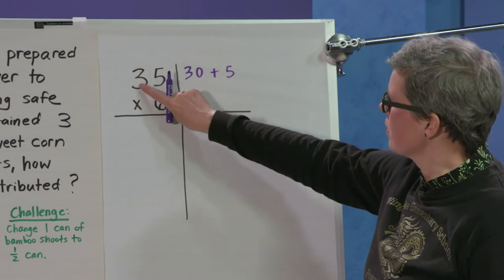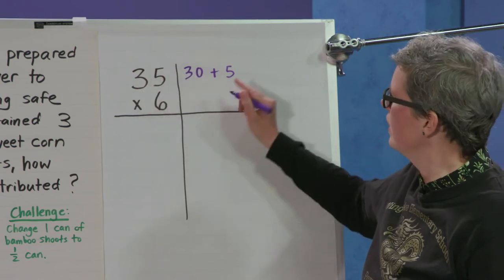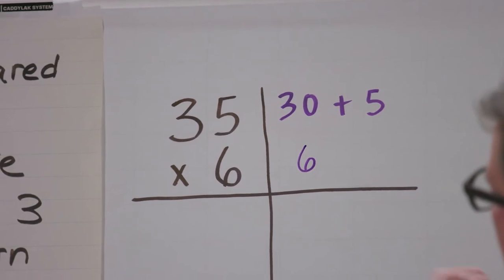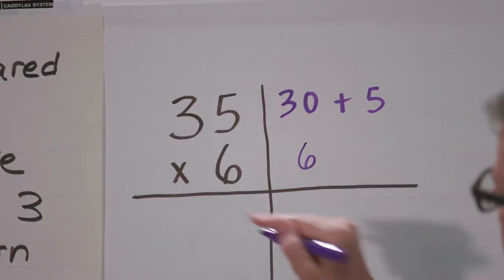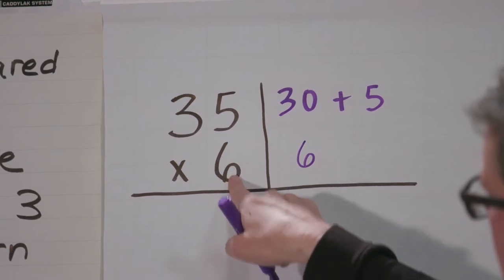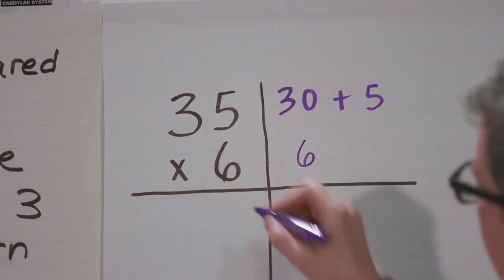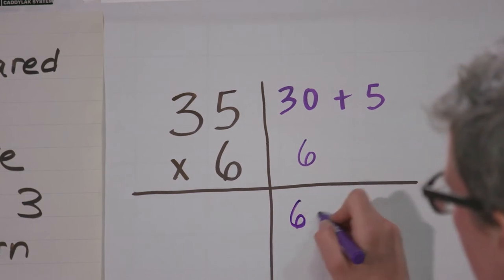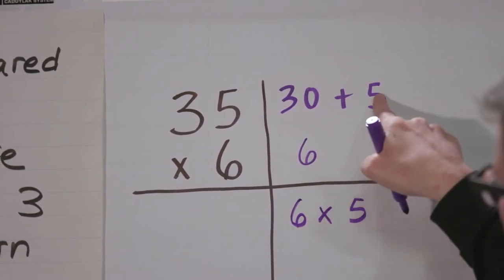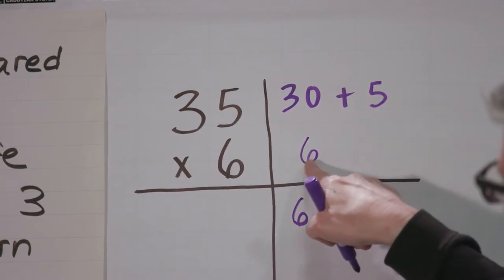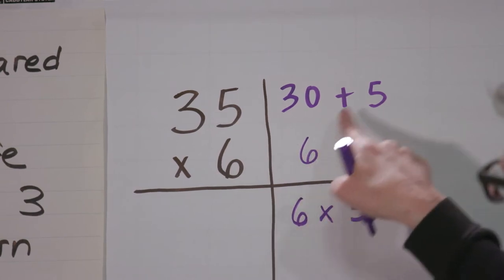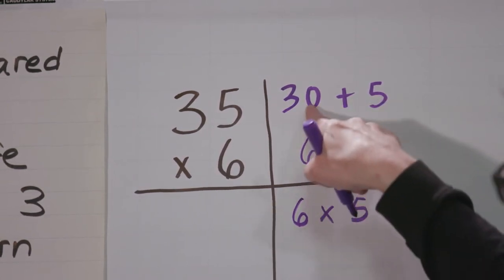So 35, this is a 30, this is a 5, and then this is just 6. Okay, so what we're gonna do is we are gonna always start in the ones place. So we're gonna start on the bottom. So 6 times 5, okay? So we write it right here, 6 times 5. And then we need to multiply every number on the bottom by every number on the top. So we did 6 times 5. Now we're gonna do 6 times 30.